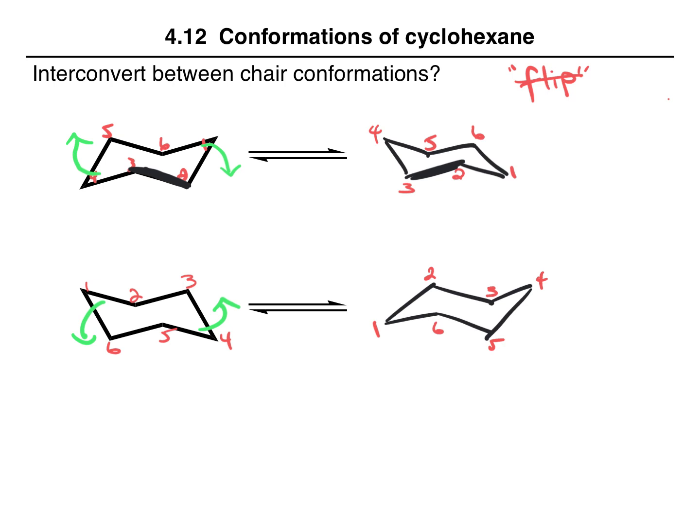It doesn't matter where you start your carbon number 1. It doesn't matter whether you number clockwise or counterclockwise. But what does matter is that however you draw your first chair, your interconverted chair must have the same relative direction of numbering and of substitution.